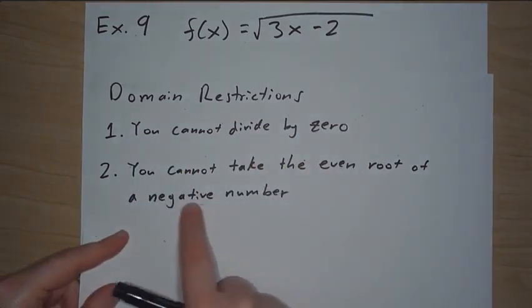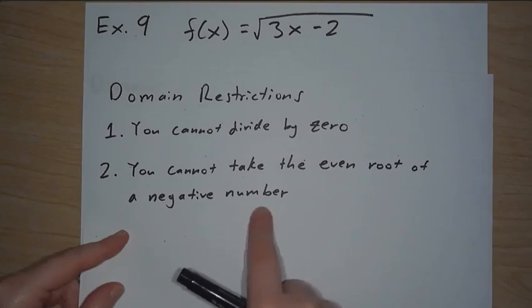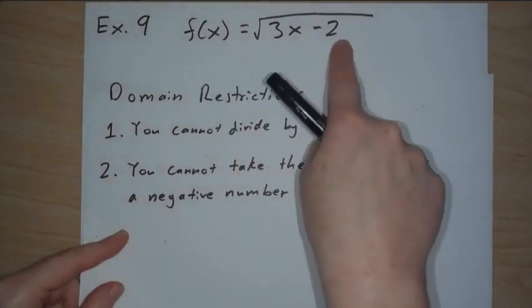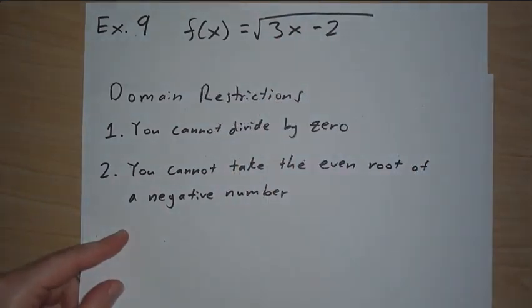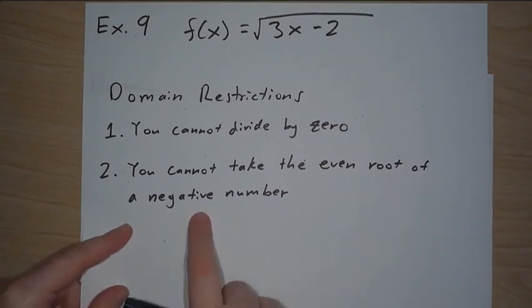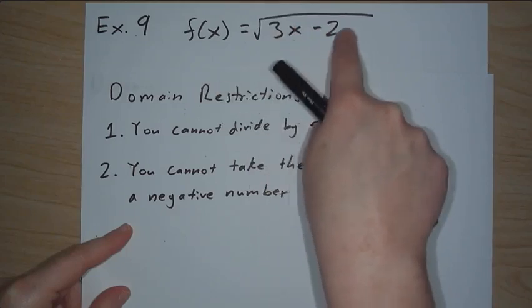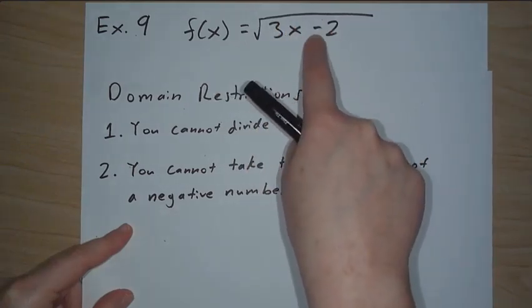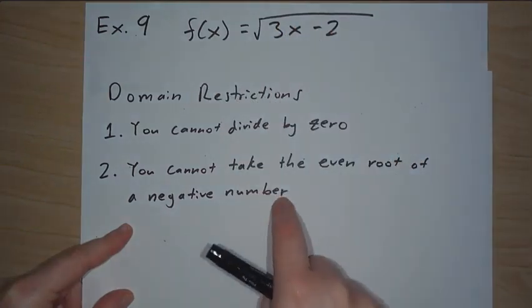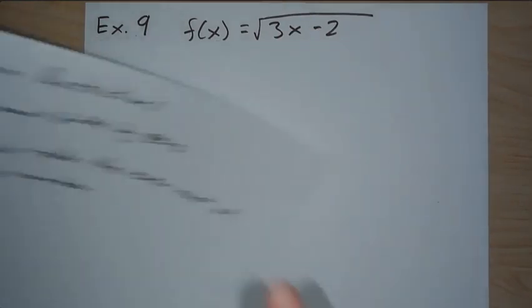So we look at number 2. You cannot take the even root of a negative number. We have a square root here. A square root is an even root. And there is a possibility that depending on what x is, this whole part inside could turn out to be negative. So we are going to look at number 2 to restrict our domain for f of x.